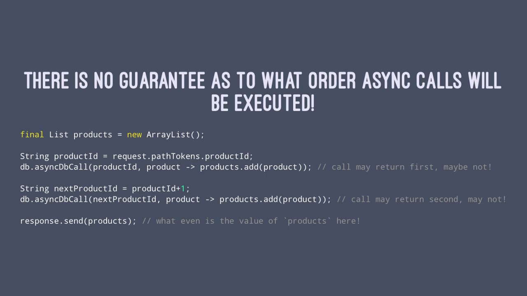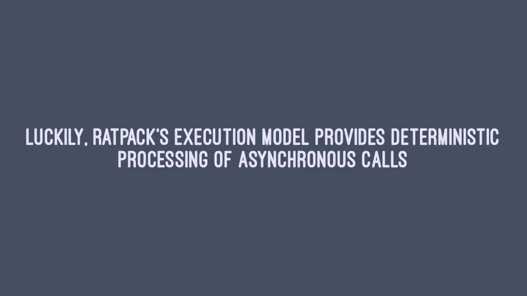And especially if we're doing things like calling separate DBs or calling out to remote web services, which is a very common thing that we would do in a microservice architecture, we have no idea what the sequence of these things is going to be. And so that means that by the time that we get down to sending the products back to our client, we have no idea what that product even looks like at that point, right? So the answer to this is to not do things asynchronously, right? No. This is the problem that we set out to solve with Ratpack.